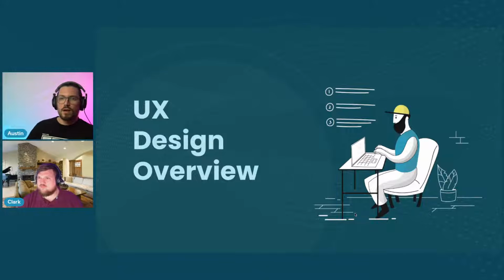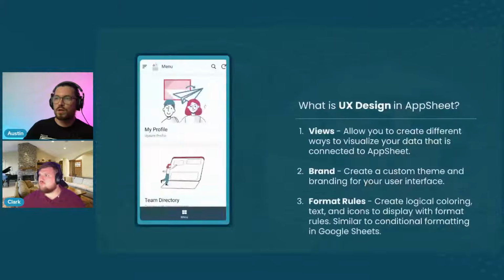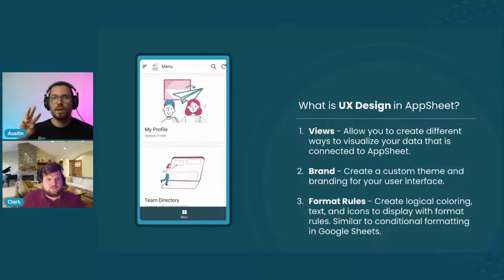Okay, so today, like we said, we're going to cover UX design. So let's do a quick overview of what UX design might look like in AppSheet. What you are able to do in AppSheet, we'll go over these extensively with Clark's demo. So we have our employee onboarding app here, and we're going to look at how to create views, brands, and format rules. Those are really the three main components that you're going to be able to customize and really build out the user interface that you want inside of AppSheet.